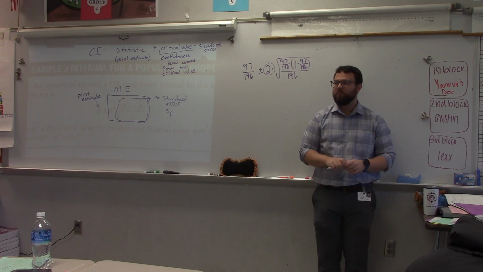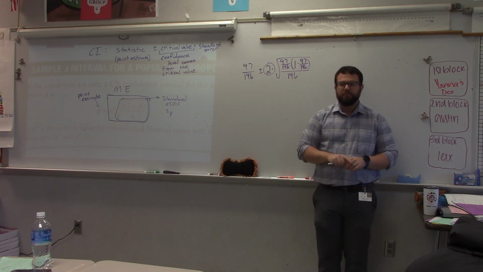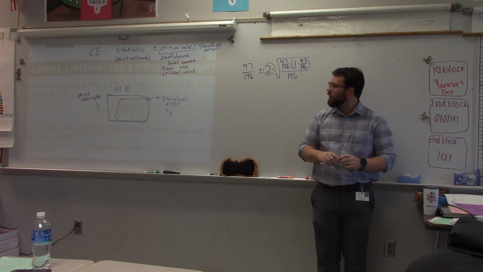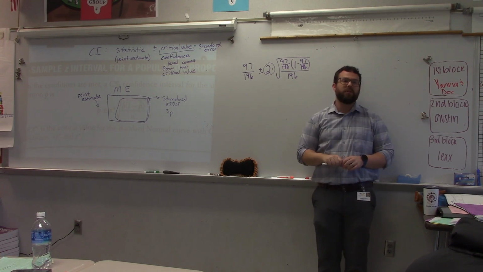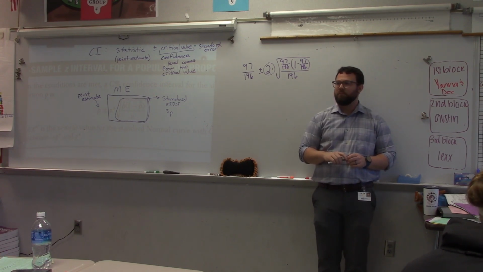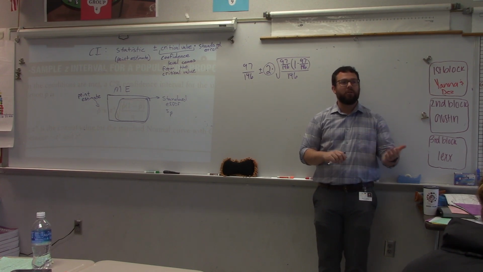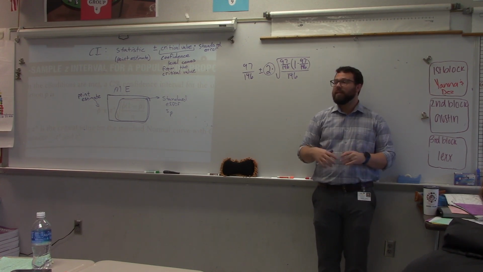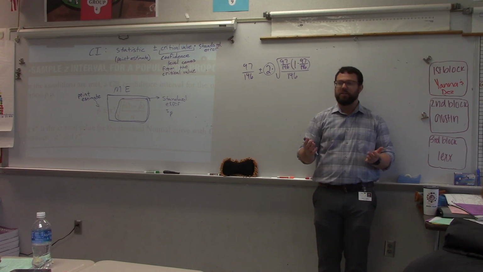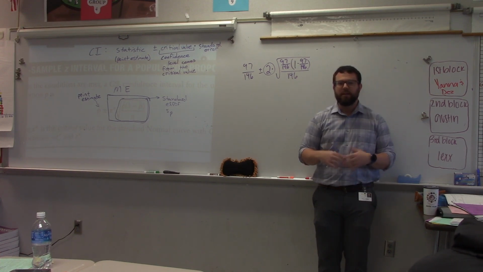Now, here's what I need us to recognize. What symbol do they use for that critical value? Z star. The reason why it's a star is because it's a critical value. It's not Z, I'm not calculating a Z score, but it is a critical value.